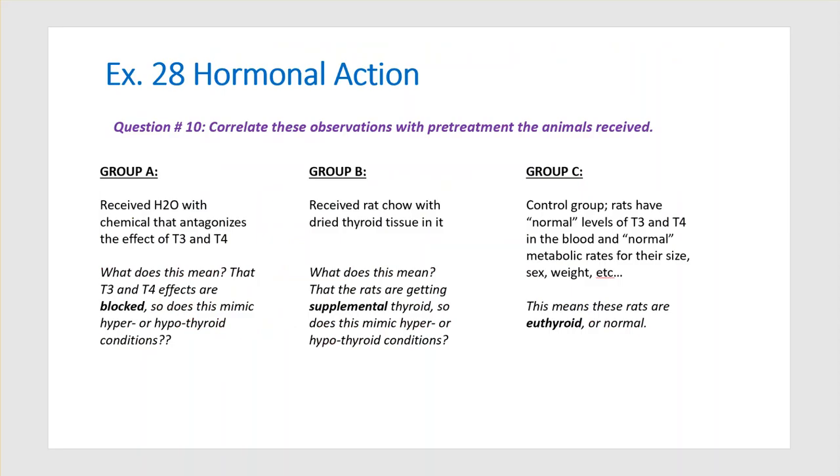Basically, question 10 asks you to correlate these observations with the pretreatments animals received. The first part is a reiteration of what the groups were. Remember, group A got a chemical that antagonizes T3 and T4, so you have to figure out what condition that mimics. Then group B got the dried thyroid in their food. What condition does that mimic? And then group C was our control group, and they were just normal.